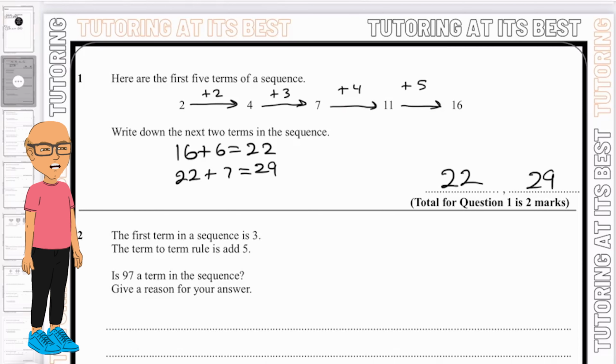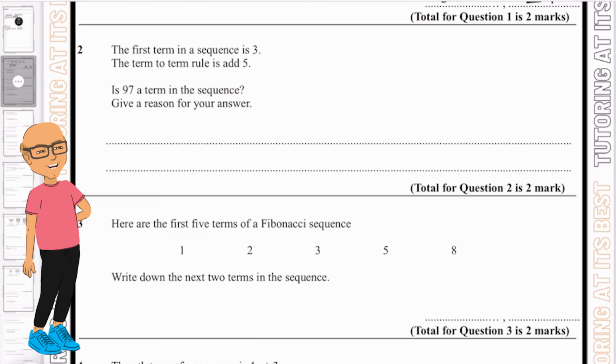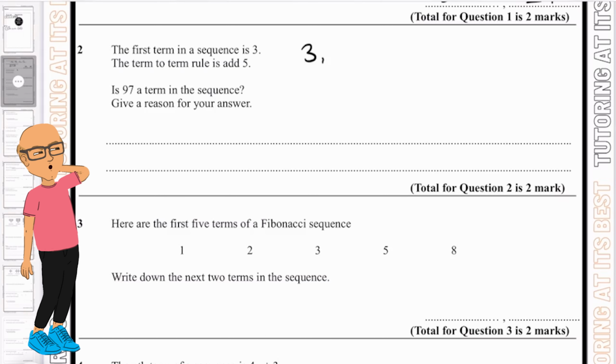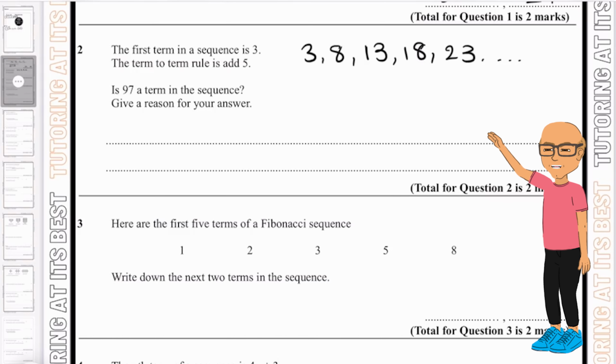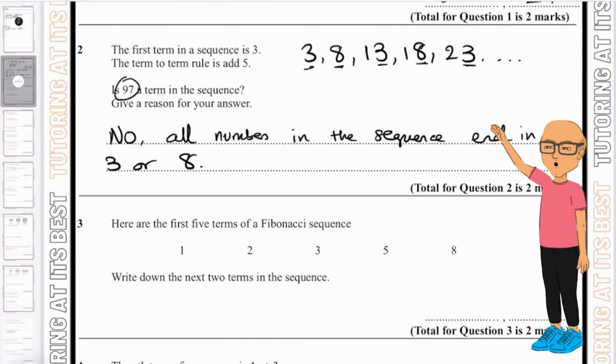Let's now move into question number 2. So the first term in the sequence is 3. And the term-to-term rule is add 5. So we need to find out if 97 is a term in our sequence. So let's take a look at this. We start at 3 and we add 5 every time. So we'll have 8, then we'll have 13, we'll have 18, and 23, and so on. So what do we notice here? We notice that all of our numbers end in either 3 or 8. And we know that 97 doesn't end in a 3 or 8. So our answer is no. And that is because all the terms in the sequence end in 3 or 8. And there we are.